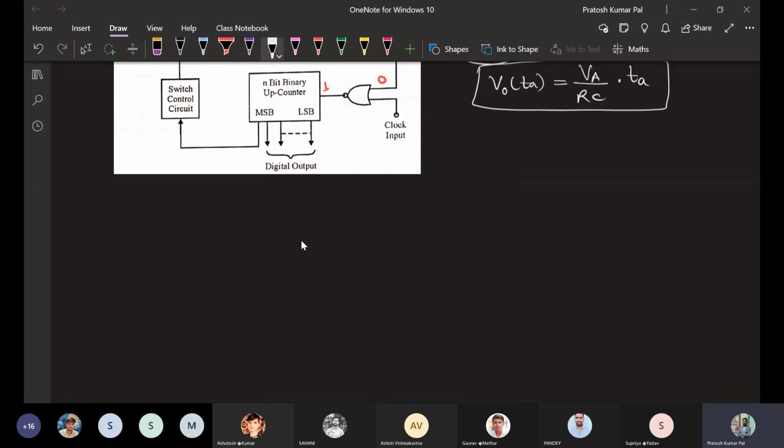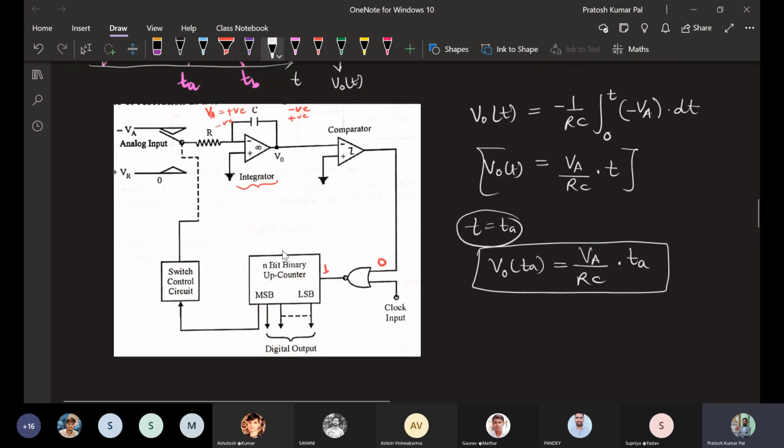After comparison, the first case is if the input is a negative value, the output here will be a positive value. If this is a positive value, then the output will be 0. If this is high, this positive value is coming out to be high.